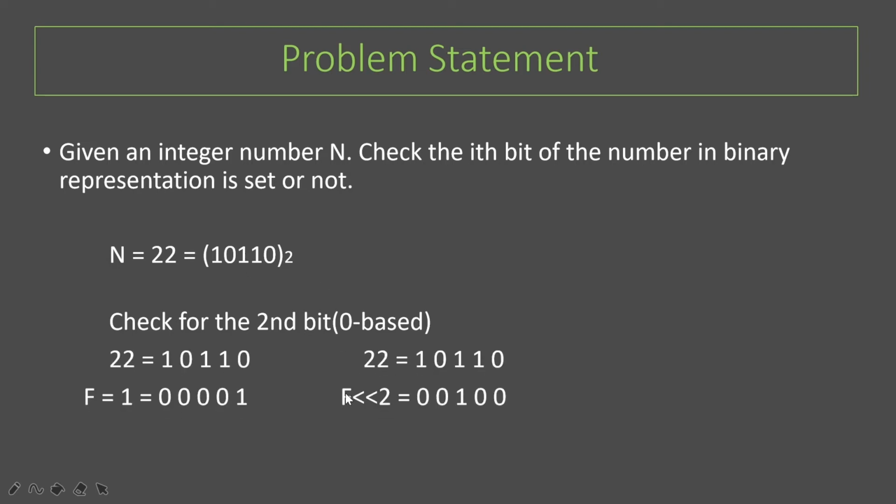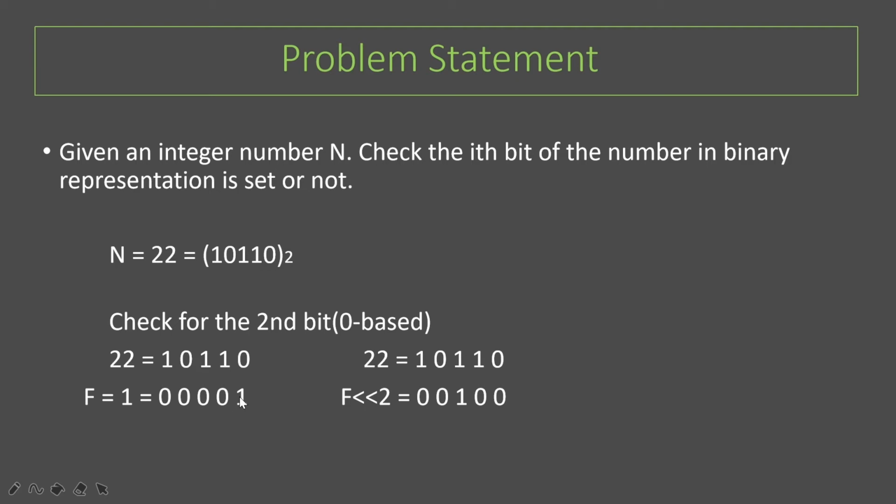Firstly, for that we will take the integer 1. This is the binary representation of 1, and it has only one set bit, at the rightmost position. We will move this 1 to the expected position that we want to check, to see whether in that position the bit is set or not. This is the second position, 0-based, so we will move this 1 to this position.